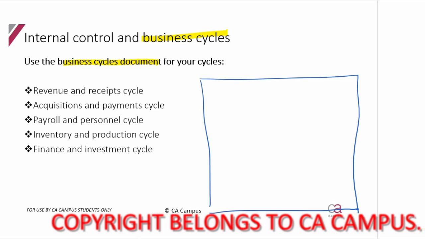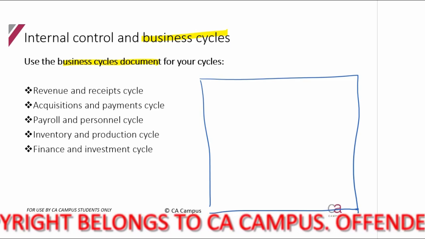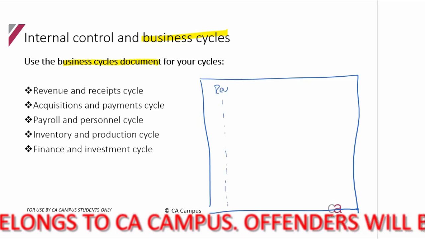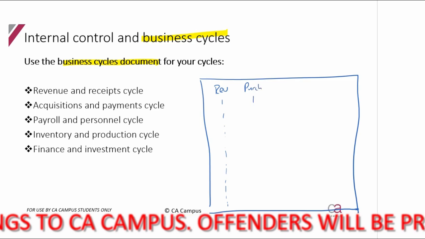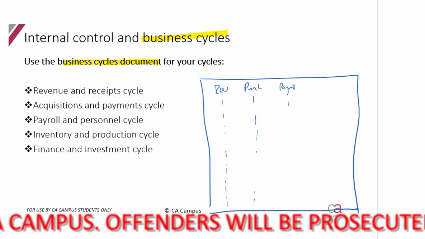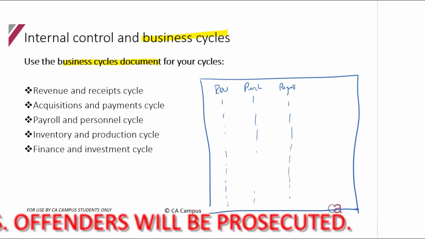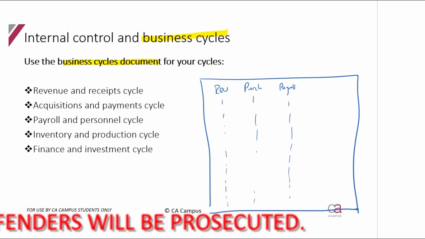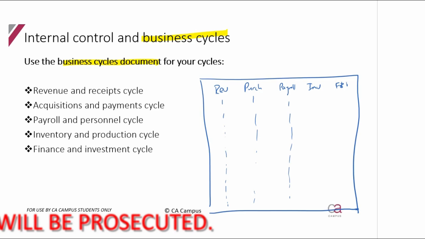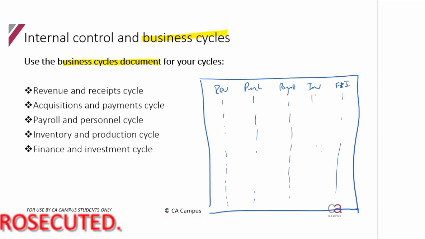If you want to do it the way I've done it, I literally write down the documents for revenue, and I explain the process there. And then for purchases, and I explain the process there. And payroll, and the process, the controls, the documents, the way the information moves through until it lands in the financial statements, for inventory and finance and investment cycle. And I've done it on one page.